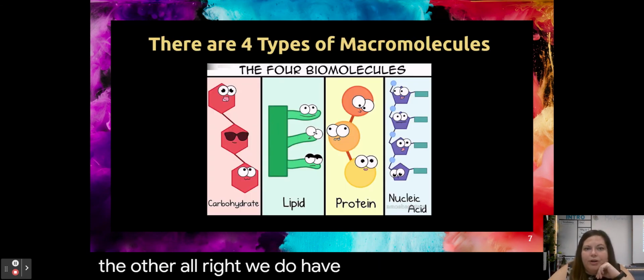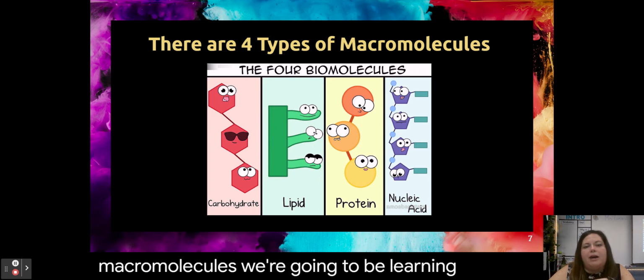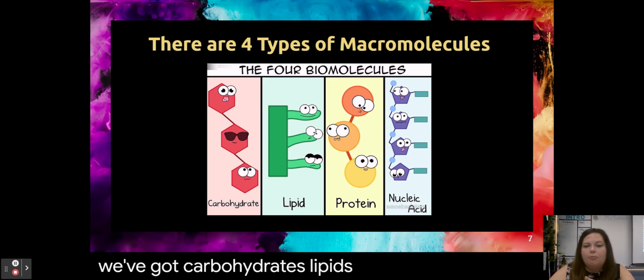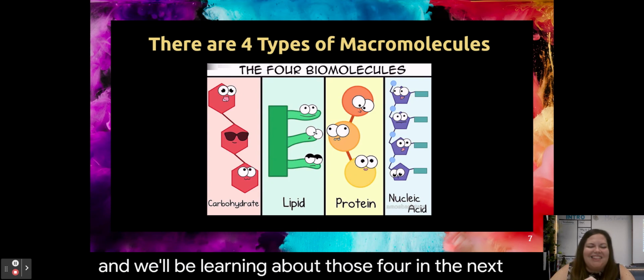All right, we do have 4 types of macromolecules we're going to be learning about. We've got carbohydrates, lipids, proteins, nucleic acids, and we'll be learning about those 4 in the next lesson.